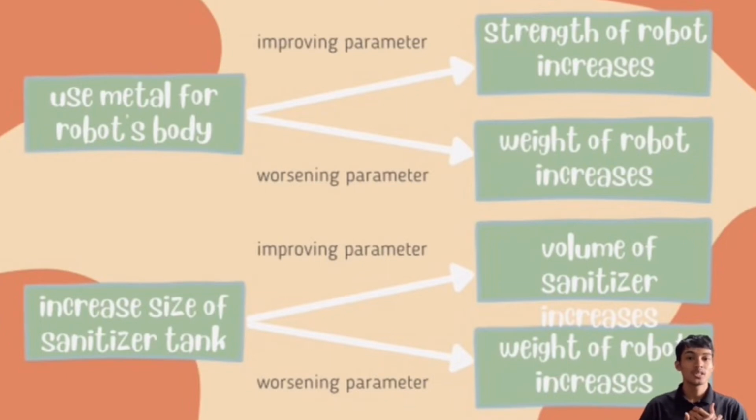And for the last contradiction is the increased size of the sanitizer tank. For the improving parameter, it allows us to store more volume of sanitizer and to be used for a longer period of time, while for the worsening parameter, the weight of the robot increases.